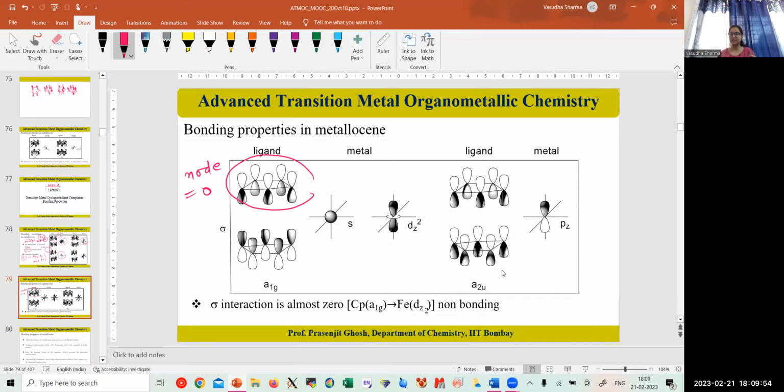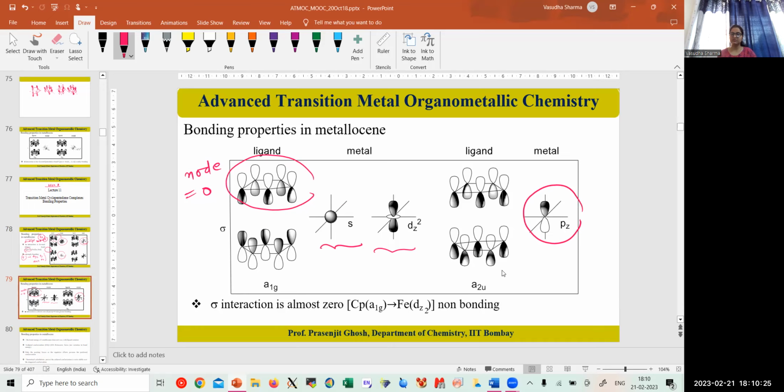So what would be the best combination for these kind of orbitals to combine properly with the metal? Only we have the s orbital and dz square, which should give the maximum overlap as we were seeing in other ligand cases. And the other case is pz, which also has the same internuclear axis and will tend to give more overlap.